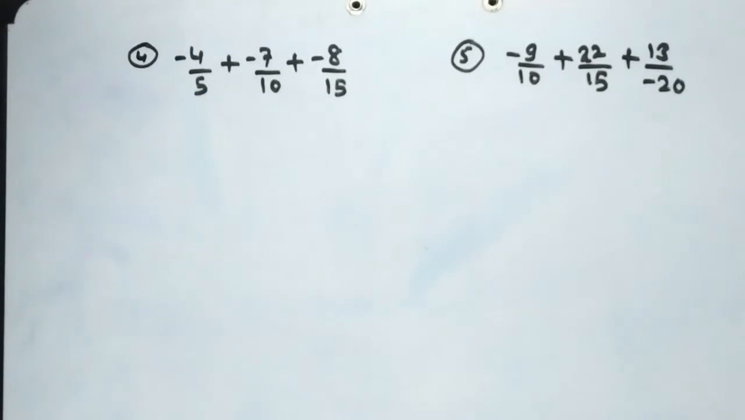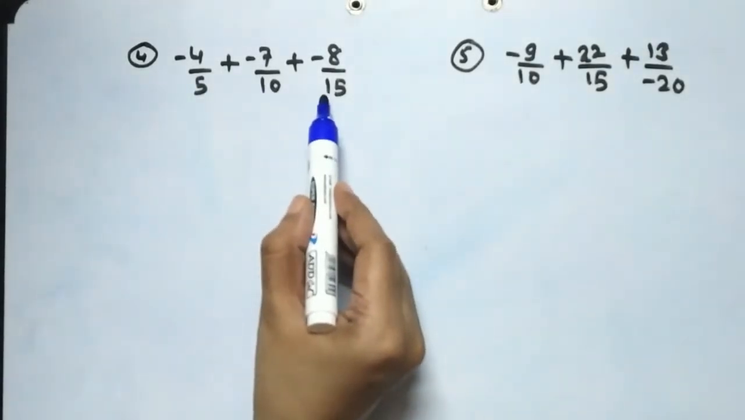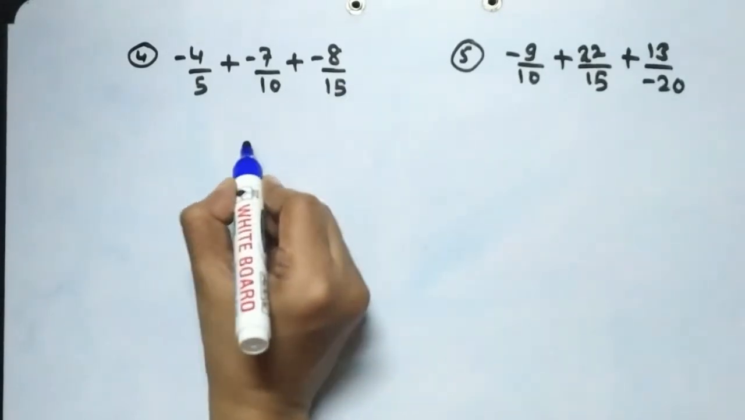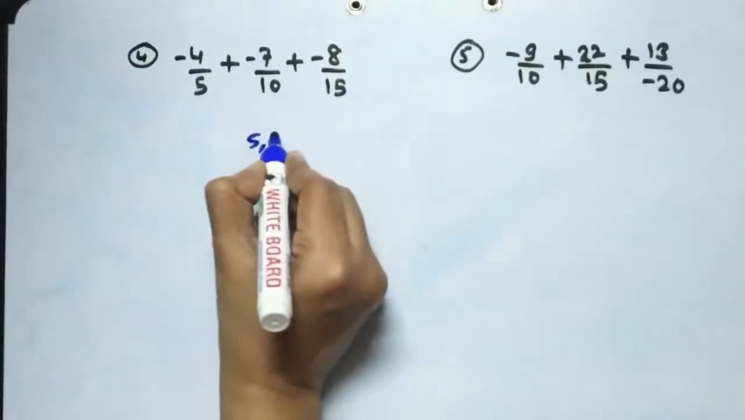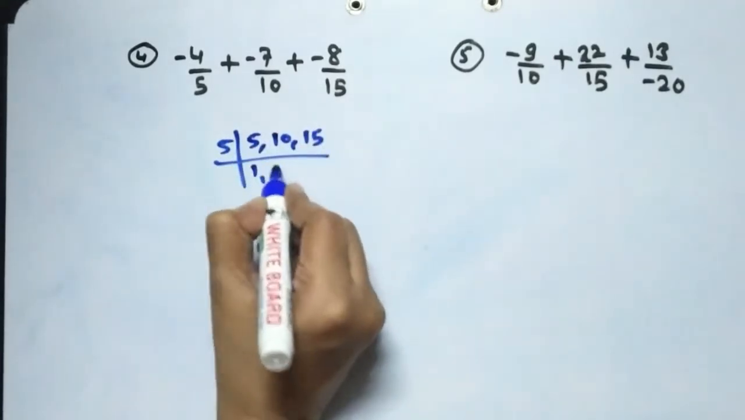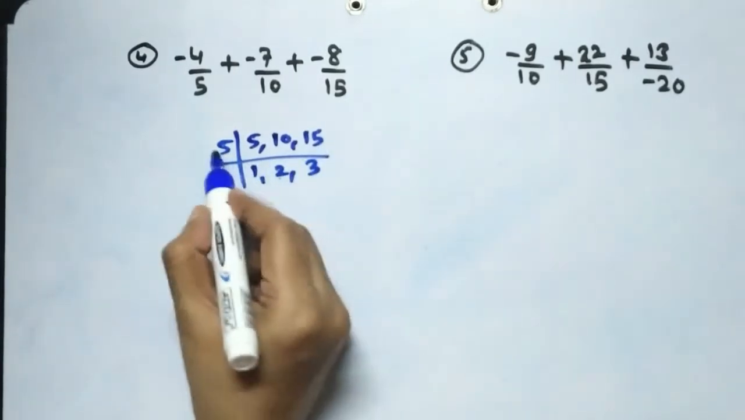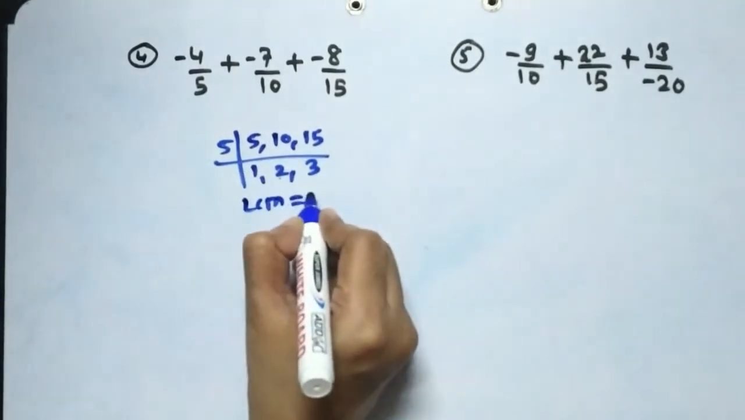Now we'll go for these two problems, friends. Here 5, 10 and 15 are the unequal denominators. We'll first take out the LCM of 5, 10 and 15. So here we'll go with the 5. 5 1s are, 5 2s are, 5 3s are. Now just multiply. 3 2s are 6, 5s are 30. So here LCM is 30.